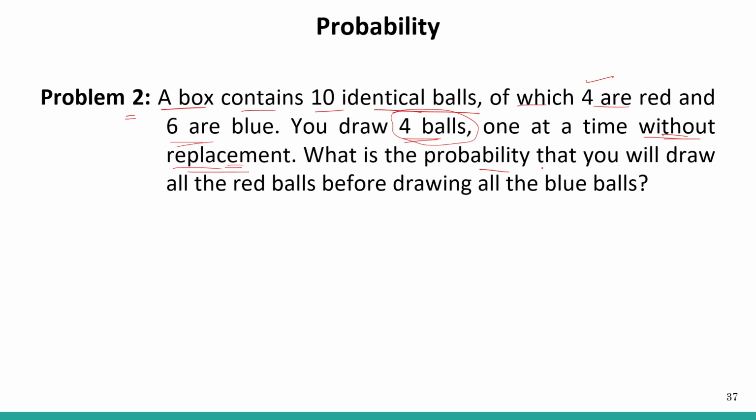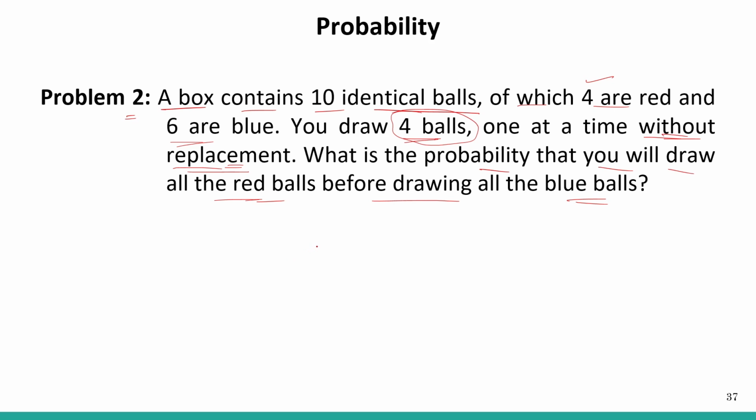What is the probability that you will draw all the red balls before drawing all the blue balls? It asks for the probability that I draw all the red balls first, before drawing the blue balls. I draw 4 balls, and there are 4 red balls. So basically it asks for the probability that I draw exactly 4 red balls. So what is the probability that I draw 4 red balls without replacement?